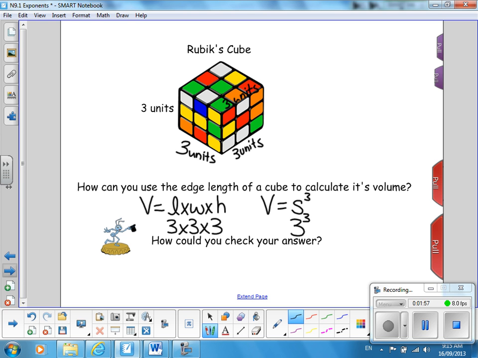How could we check our answer? 3 times 3 times 3 gives us 27. How could we check that this was correct? Well, you could build a cube, or you could take a Rubik's Cube and take it all apart, and you would see that there are 27 pieces to it.